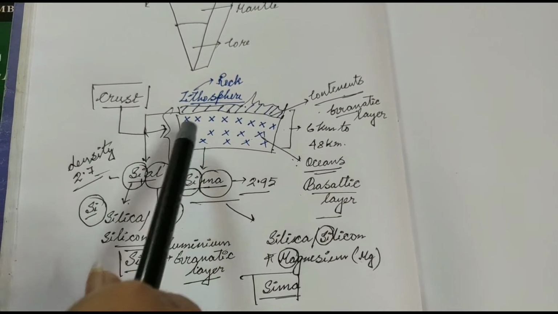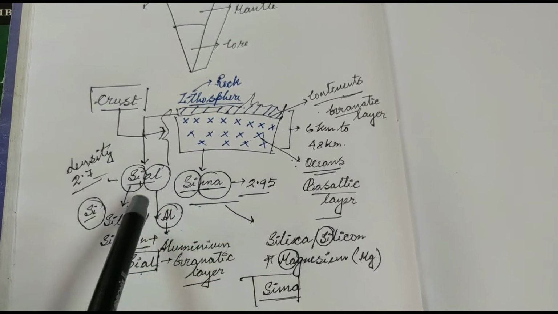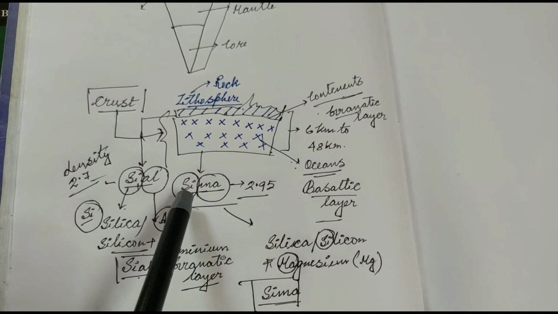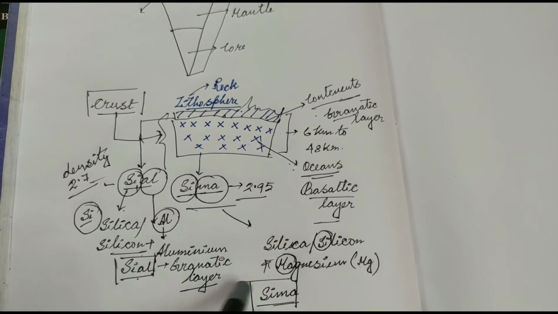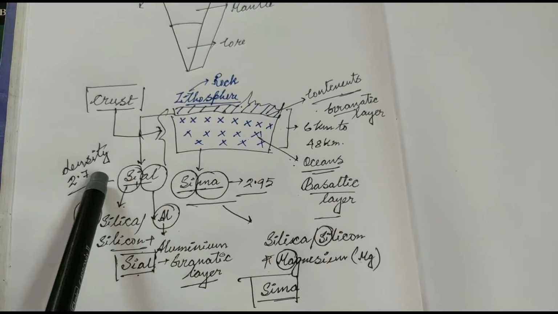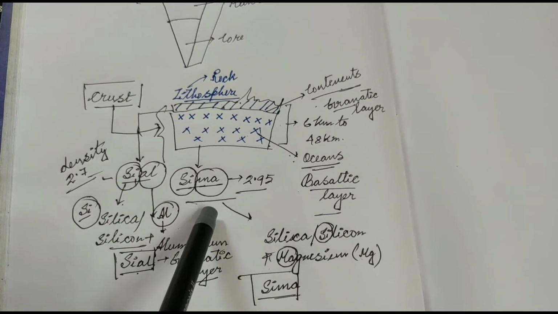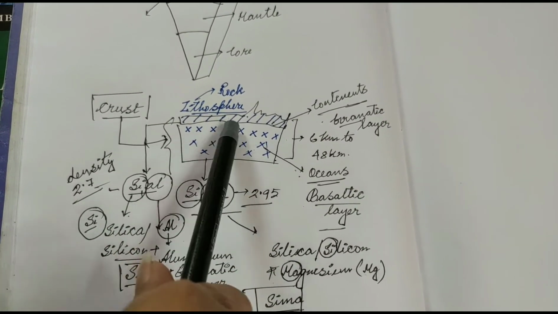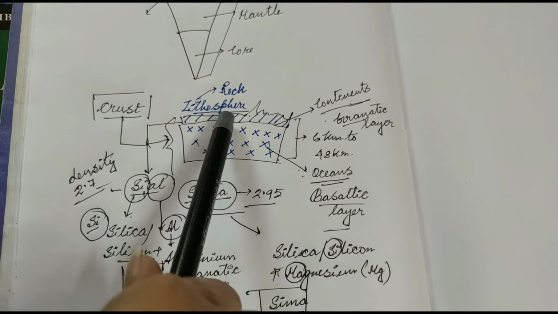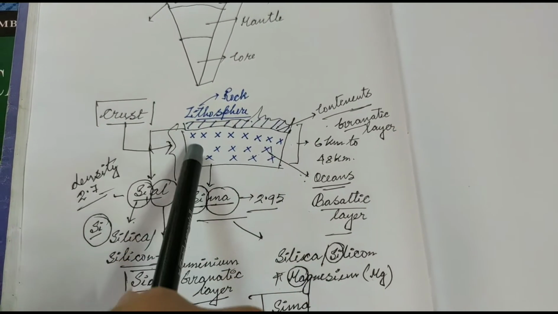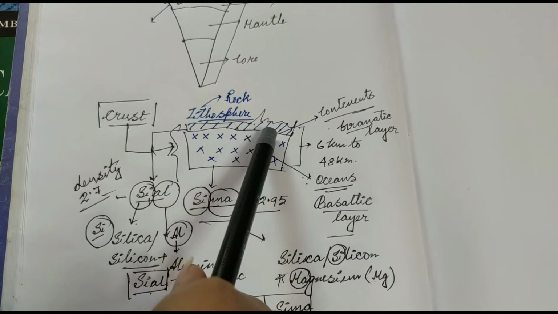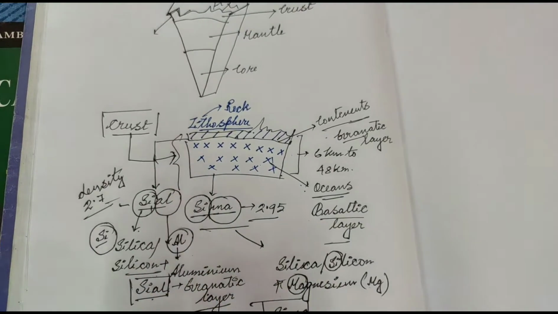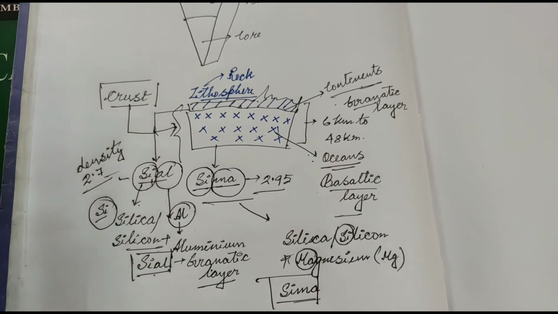And here the main two parts are Sial and Sima. Sial means silicon plus aluminium, it comes to Sial, and Sima means silicon plus magnesium, it comes to Sima. And the density of the Sial is 2.7 and the density of the Sima is 2.9. So which one is heavier? Sima. So Sima is in the down portion and Sial is the upper portion. This upper part is the upper crust and this is the lower crust.